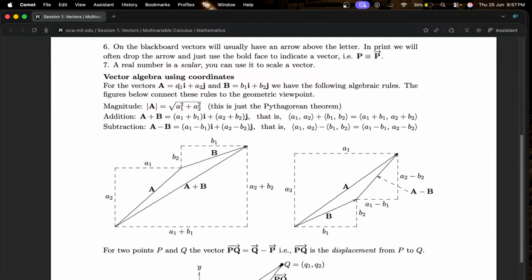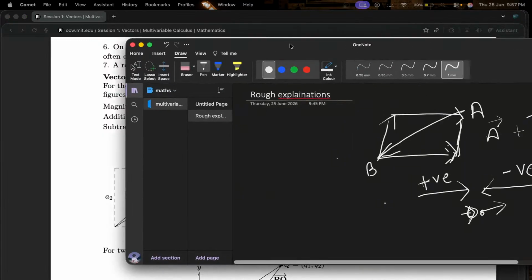Vector algebra using coordinates for vectors a1 i plus a2 j and b1 i plus b2 j. We have the following algebraic rules. The figures below connect these rules to a geometric viewpoint. Okay, Pythagorean theorem for addition. What do we do? Okay, for addition, what we can do is add the x-axis and y-axis components separately.